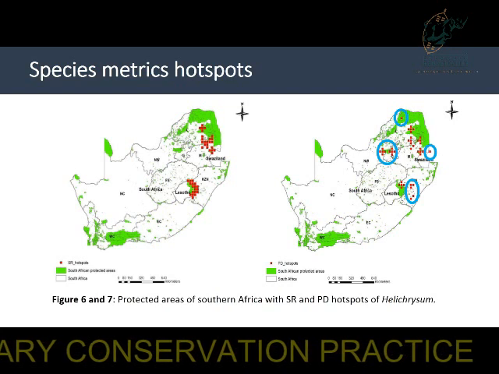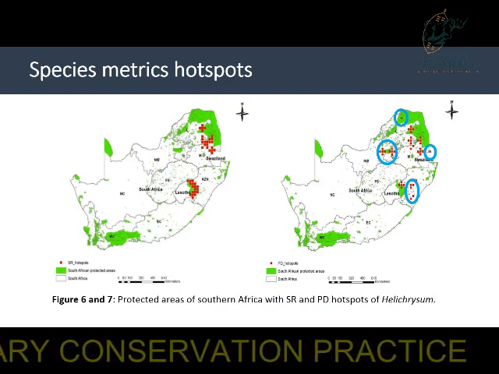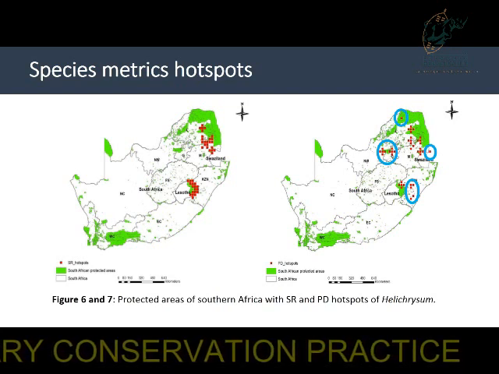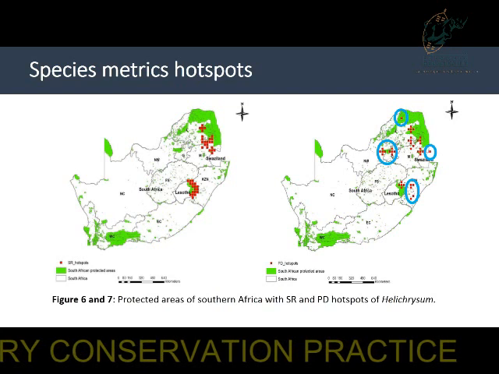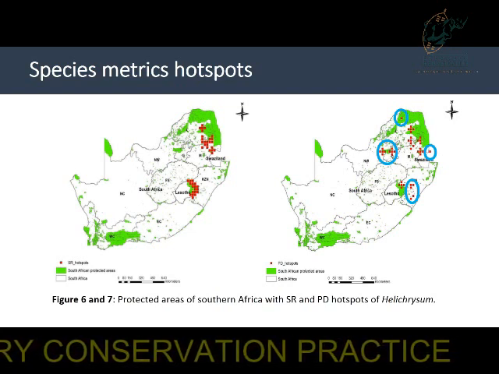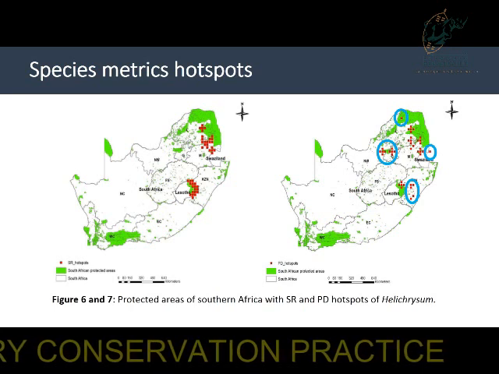Species richness hotspots are well protected in various protected areas, but phylogenetic diversity hotspots were fairly protected, with some hotspots not falling within protected areas, such as in the KwaZulu-Natal Midlands, the southern KwaZulu-Natal, and Swaziland.